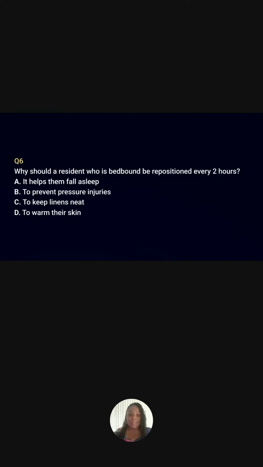Question number 6. Why should a resident who is bedbound be repositioned every 2 hours? Is it because A, it helps them fall asleep? B, it prevents pressure injuries? C, to keep the linens neat? Or D, to warm the skin?